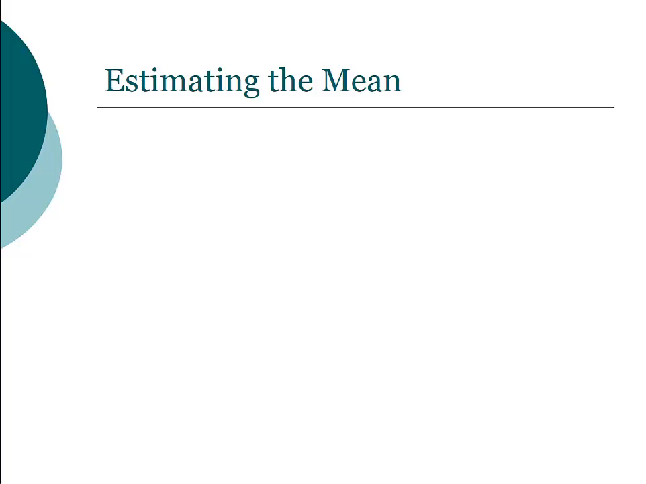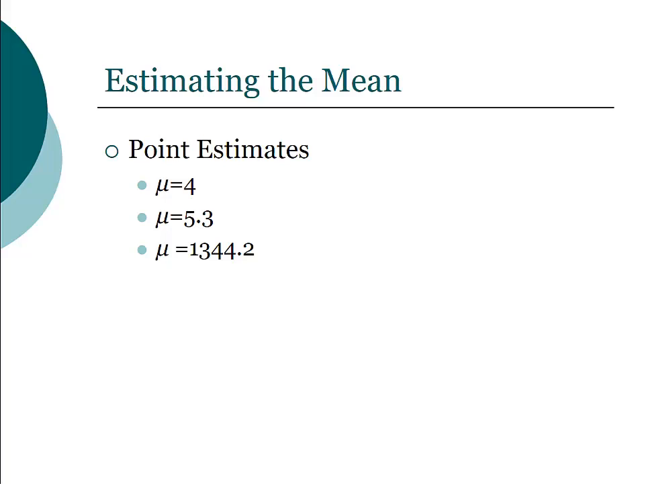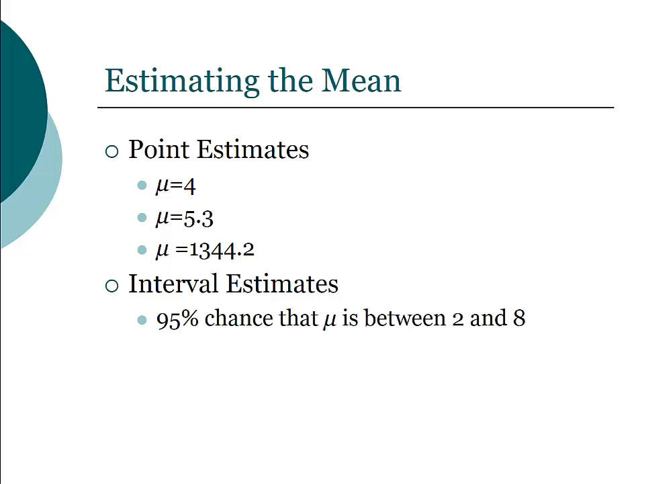Now there are two kinds of estimates that you can make. One is a point estimate, in which you guess a single number, like I think the mean is going to be 4, or 5.3, or 1344.2. The other kind of estimate is the interval estimate. The interval estimate is when we guess two numbers, a high number and a low number, and you say, well, I think it's going to be somewhere in this range. Like, I think that the mean will be between 2 and 8.